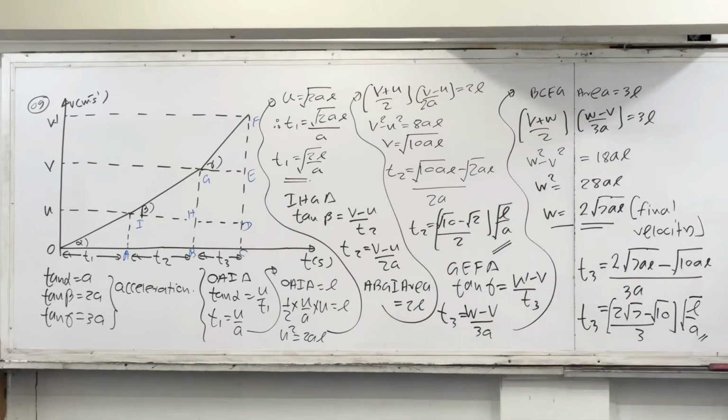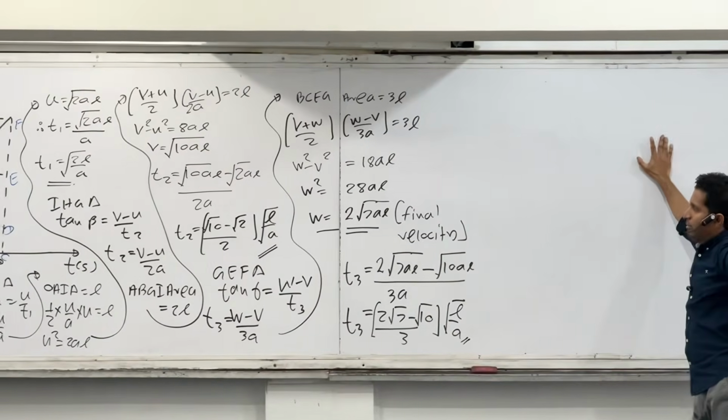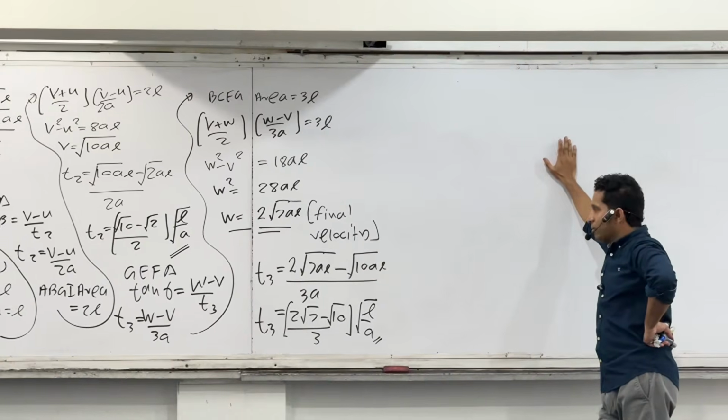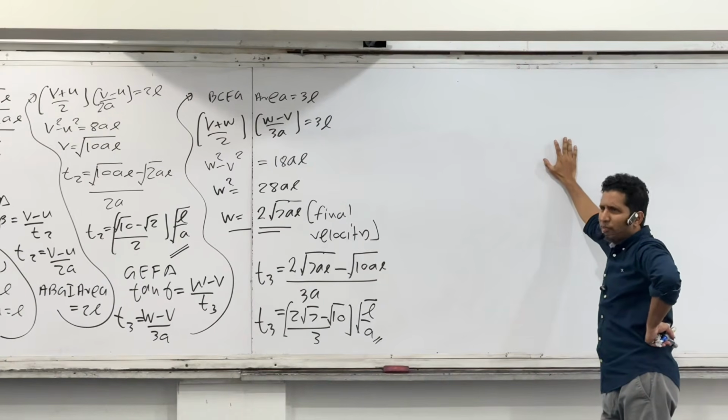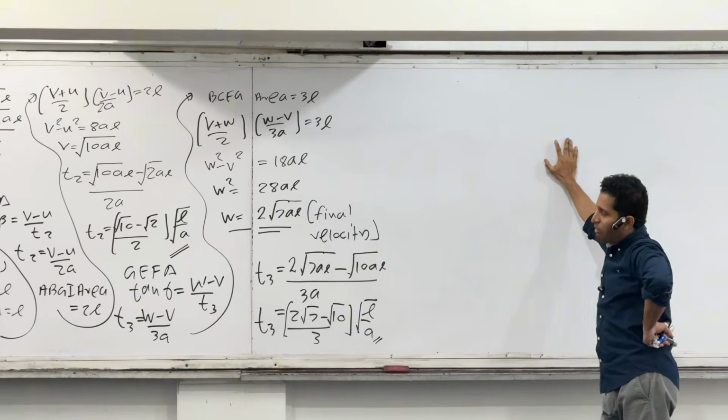Now we know the final velocity and the final time taken. We have already taken what the final velocity is. Total time taken is T1 plus T2 plus T3. I think a similar question was available in 1975. I will show it now, a similar question in the other way.